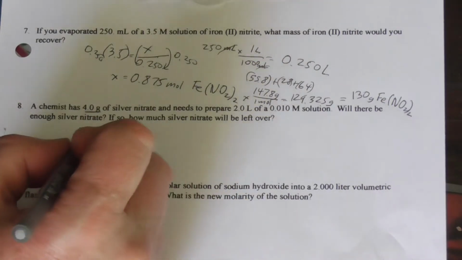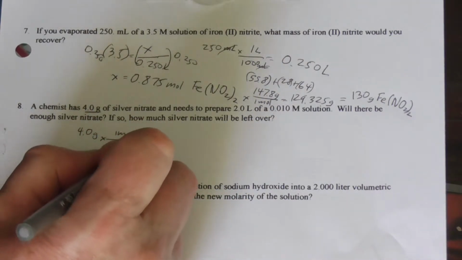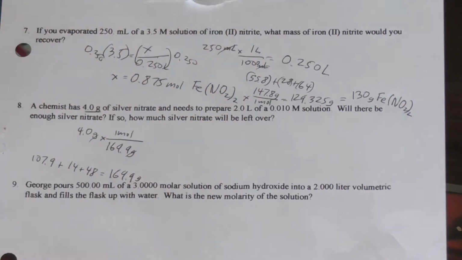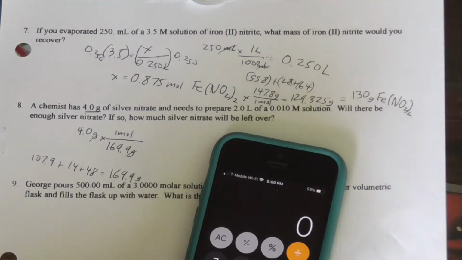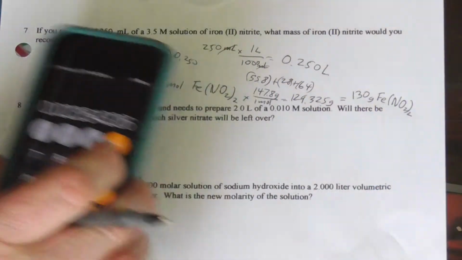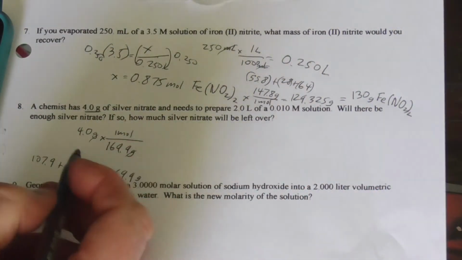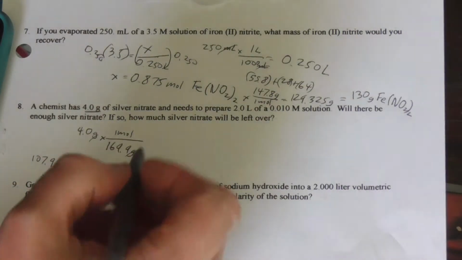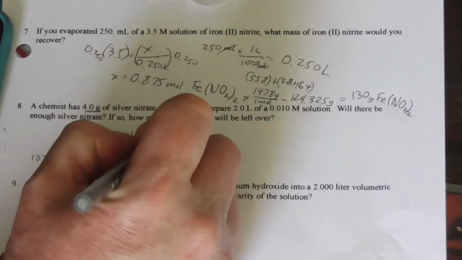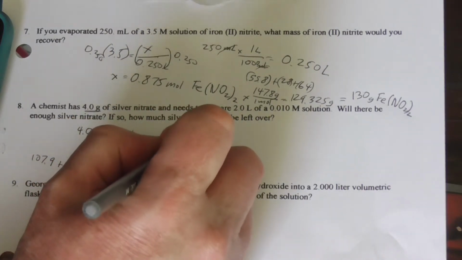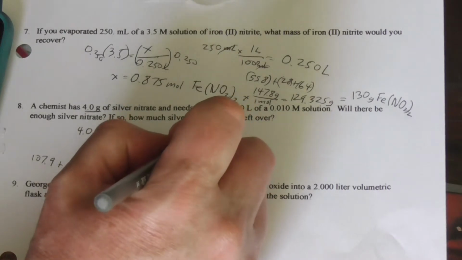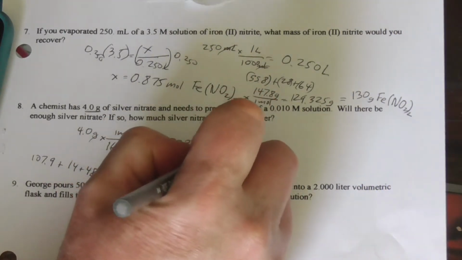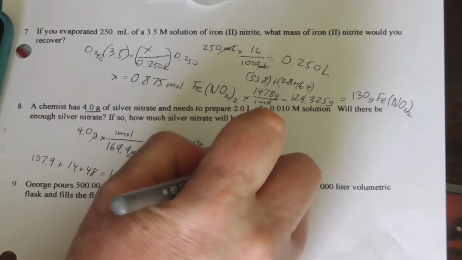Okay, so 4 grams up here, 169.9 grams. That way my grams cancel out. 4 divided by 169.9 equals 0.02354. So keeping in context and keeping in the idea of how many significant figures really doesn't matter at this particular moment, but I would have 0.02354, let's say, moles of silver nitrate.